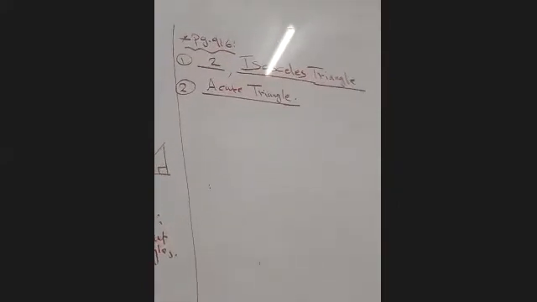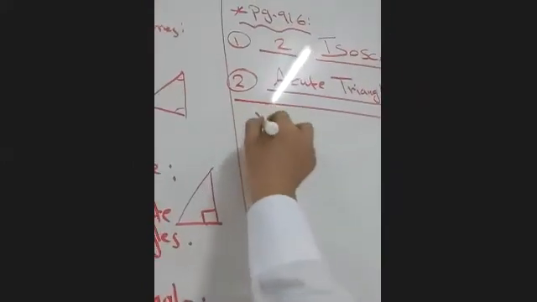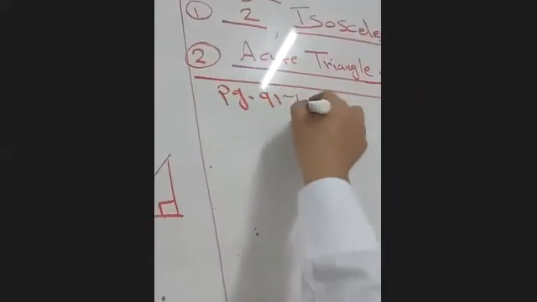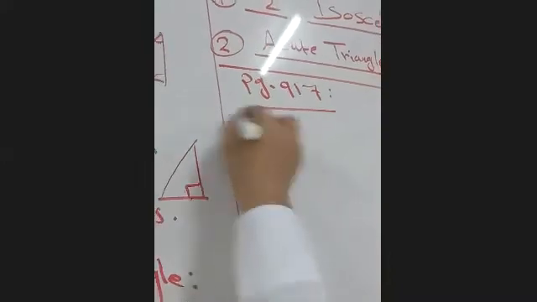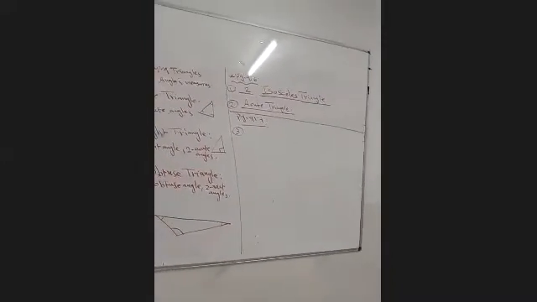In the next page, page 917 now. Yalla. Page 917, question 3. Zaid.